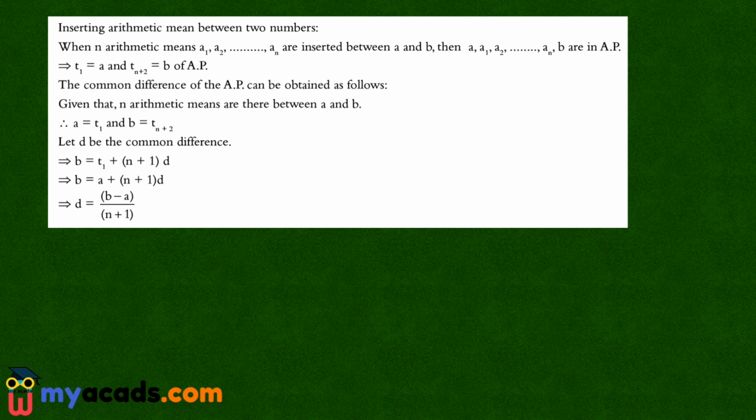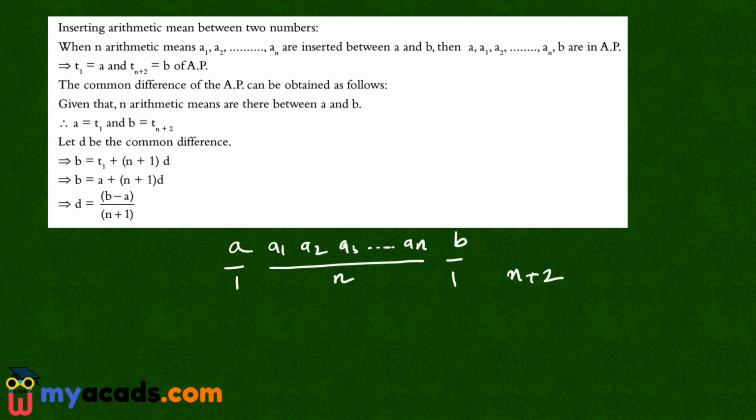Let's understand this concept. This concept is very simple but important. This concept is about inserting arithmetic means between two numbers. For example, if two numbers are given, a and b, and I have to insert n arithmetic means between these two numbers, let those arithmetic means be a1, a2, a3 and so on till an. These are my n arithmetic means, and this is one term and this is one term. So total terms are n plus 2.